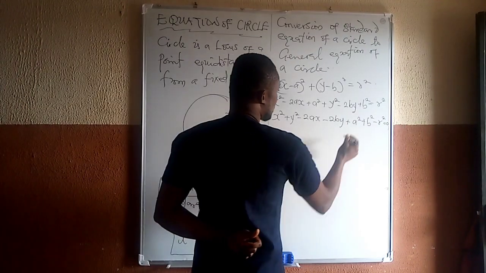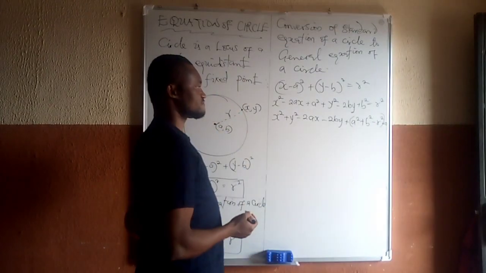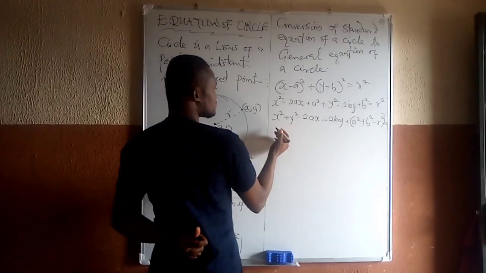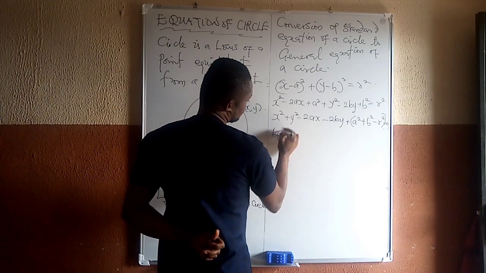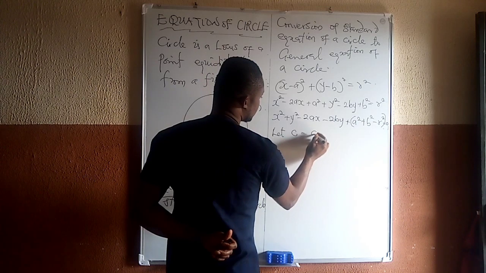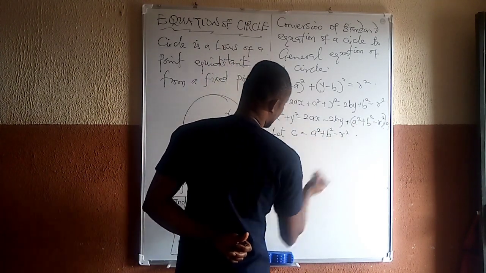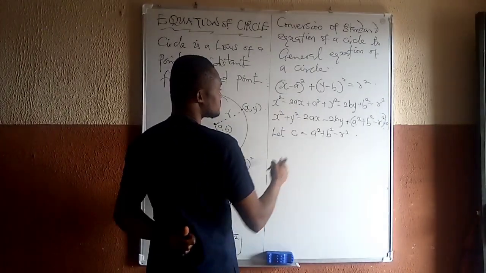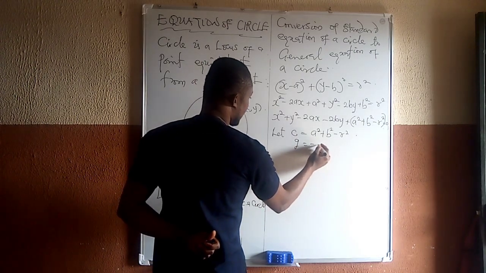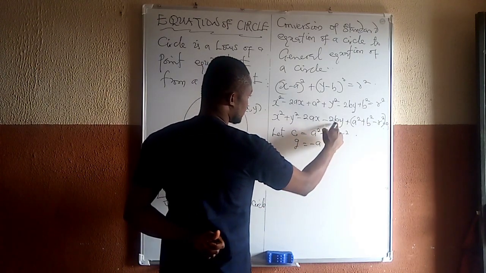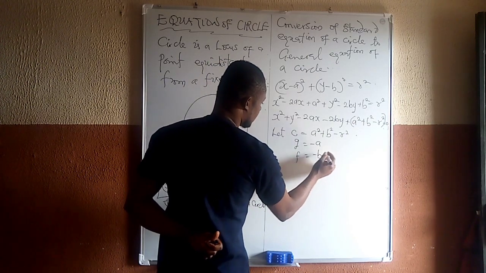Now, we are going to replace this with a constant c. Let c be equal to a squared plus b squared minus r squared. And again, we have minus a. Let g represent minus a. Also, we have minus b here, and say that f is equal to minus b.